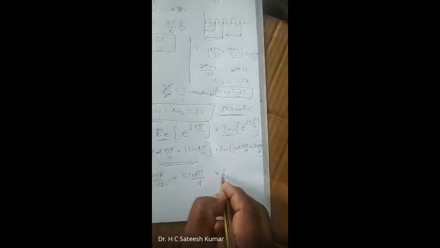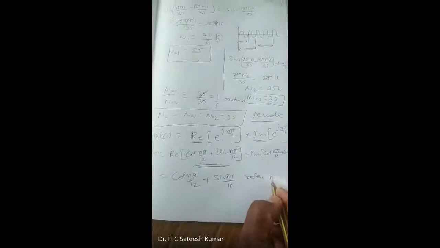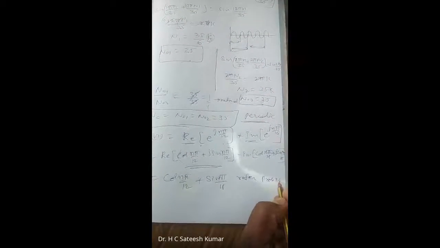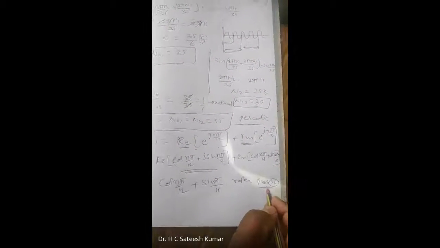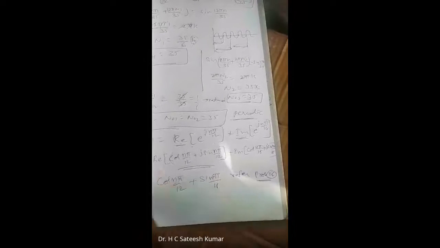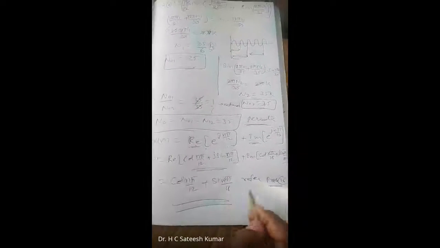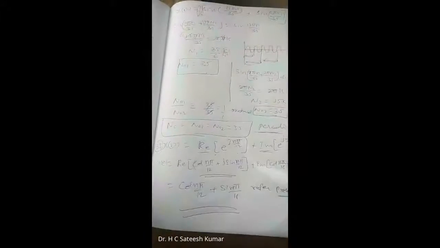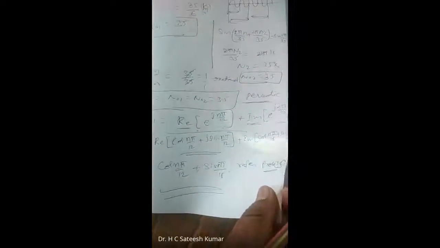Refer to the previous problem only. Refer to problem 36 only. So the same thing you will get, the answer as 72. Okay, that is not the previous one, that is 35. Refer to problem number 35. The same thing is there: cos n pi by 12 plus sin n pi by 18. You will get the same thing here, but he has given a different form.